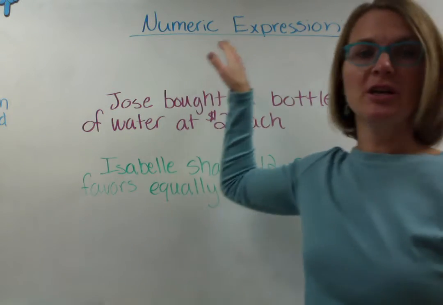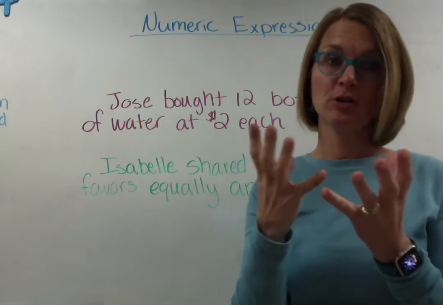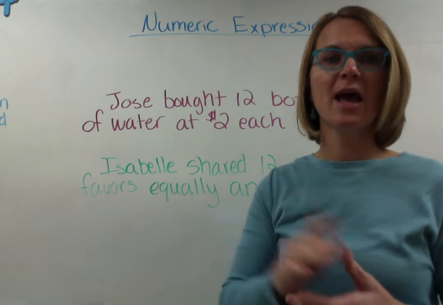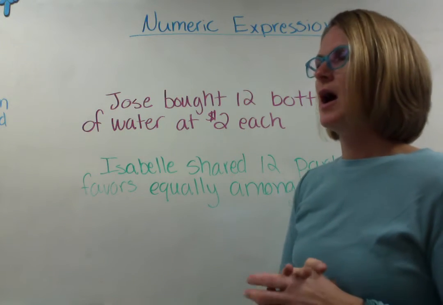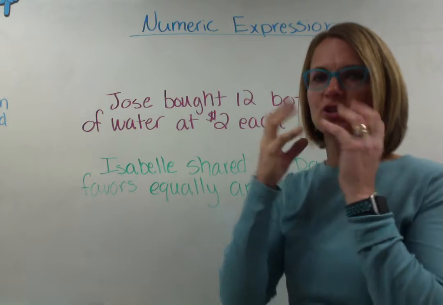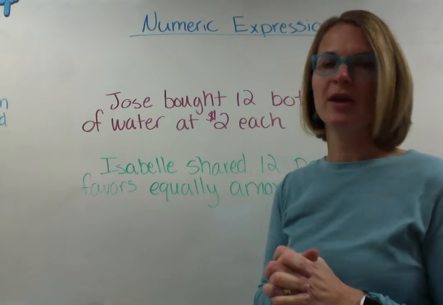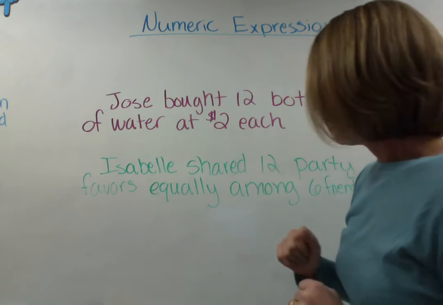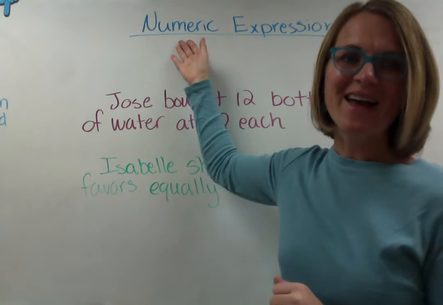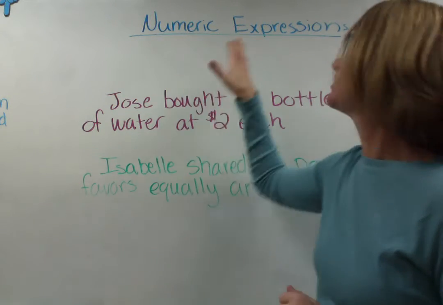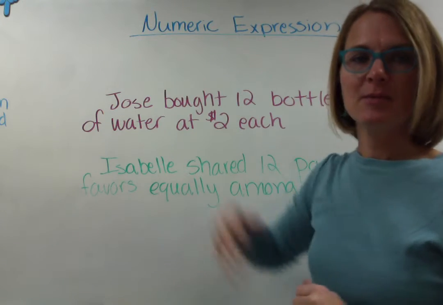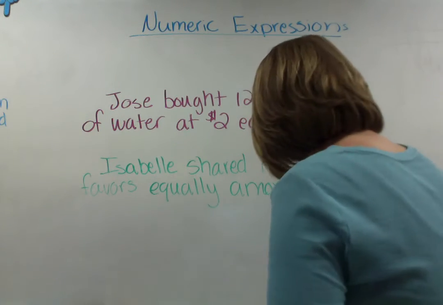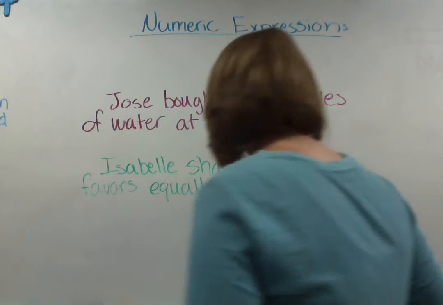If you think of an expression, you can have an expression on your face or you can have an expression that you say. If you give an expression of something, that's how you show something. So this is how we're going to show something with numbers. Numeric has to do with numbers. It's going to be an expression with numbers, and you can think of it as a set of directions.